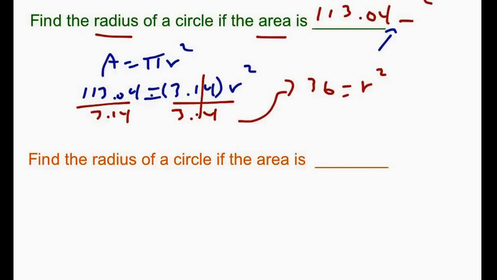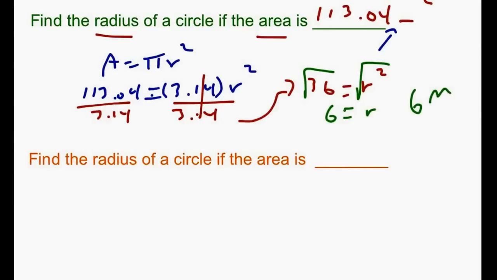At this point, you might be able to just figure that out. What number squared is 36? Or you could say, let me take the square root of both sides, because the square root of r squared is r. Square root of 36 is 6. So my answer is 6 meters. Not meters squared. That was the area. I'm finding the radius. So 6 meters is my answer.